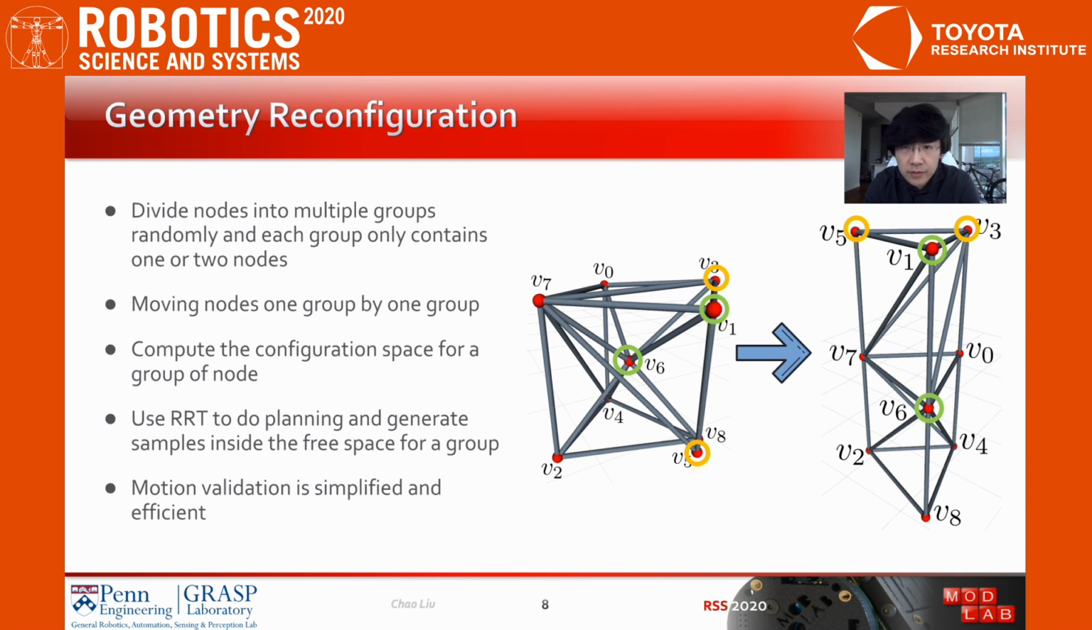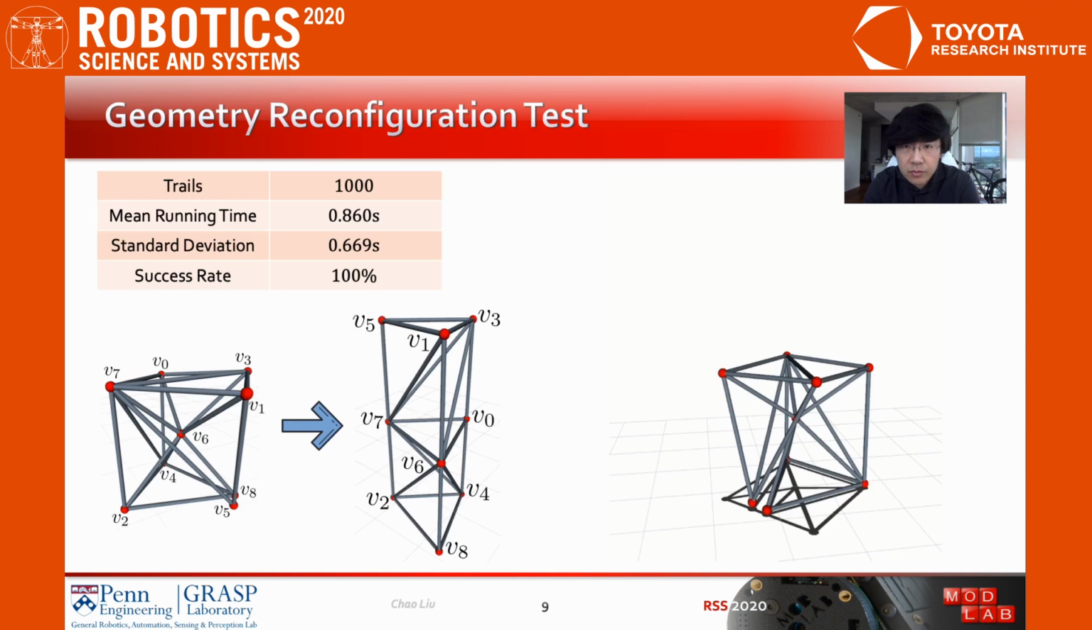For a geometry reconfiguration task, multiple nodes are involved. Given a set of nodes for moving, we first divide them into multiple groups randomly, and each group only contains one or two nodes. Then do planning group by group. For each group, we will compute the configuration space for this group and apply RRT to do path planning. All samples are generated inside the group free space, which makes the planning very efficient, and motion validation is also simple and efficient.